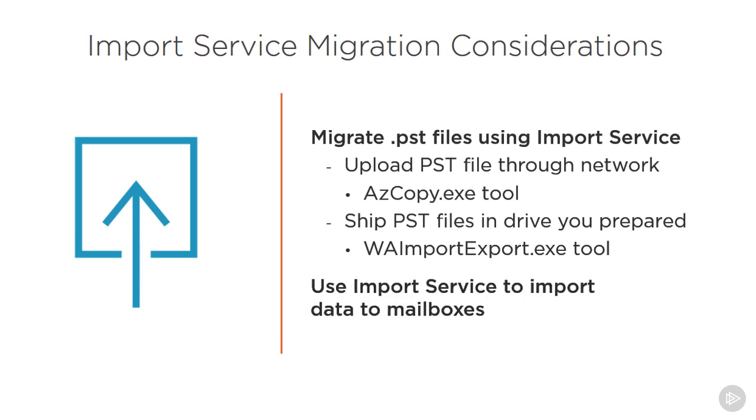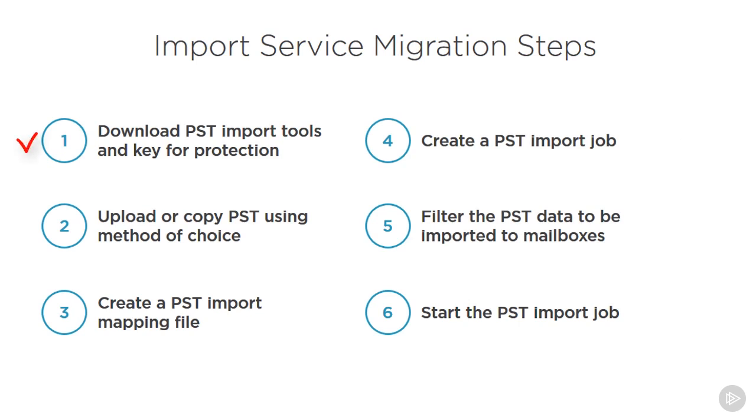The steps to perform the import service migration. We'll download the PST import tools and any keys that were applied for protection. We'll upload or copy the PST using the method of choice. We'll create a PST import mapping file because some of the variables need to be mapped to each other. We'll create a PST import job. We'll filter the PST data to be imported to the mailboxes, and then we'll start the PST import job. So this is another way for us to perform the migration, but now we're performing the migration based on the entire PST file. So there's obviously some pros to doing so.